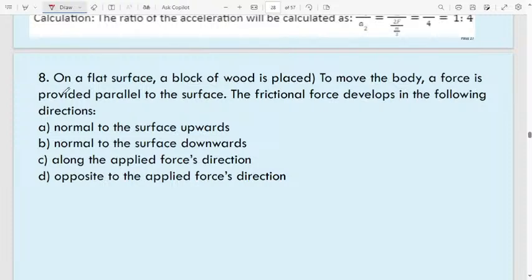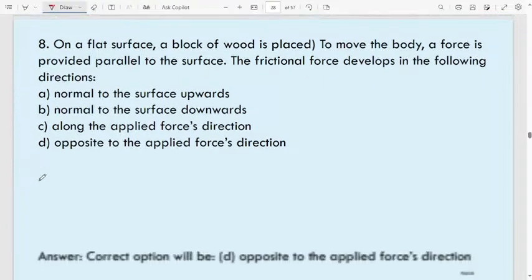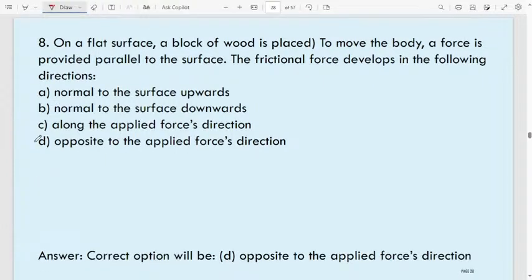Question number 8. On a flat surface, a block of wood is placed. To move the body, a force is provided parallel to the surface. The frictional force developed in the following directions. Option A, normal to the surface upward. Option B, normal to the surface downward. Option C, along the applied force direction. Option D, opposite to the applied force direction. The correct answer it will be option D, opposite to the applied force direction.